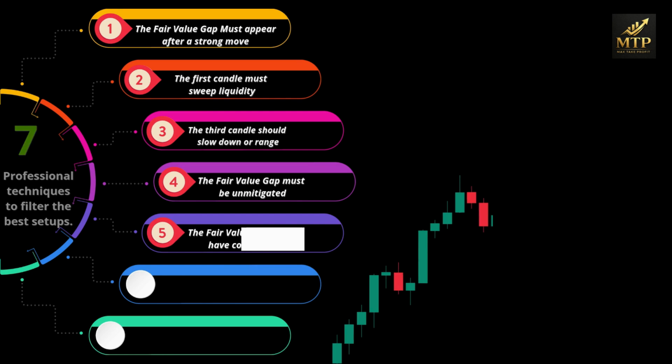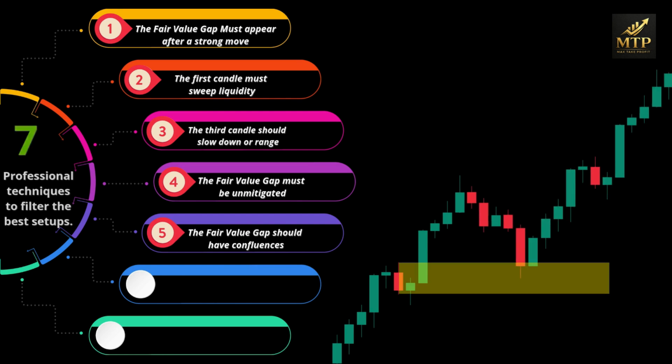5. The fair value gap should have confluences. The more confluence you have, the stronger the gap. For example, support or resistance, market structure, institutional zones, nearby liquidity. Support inside a bullish fair value gap strengthens the setup. Resistance inside a bearish gap does the same.